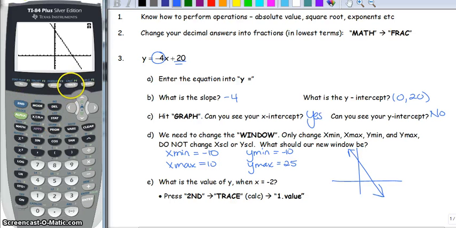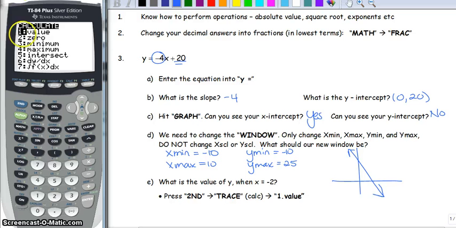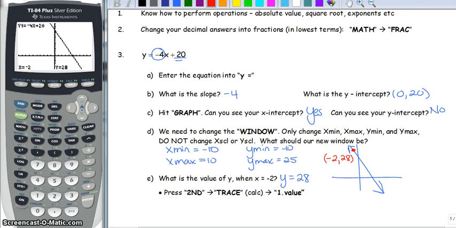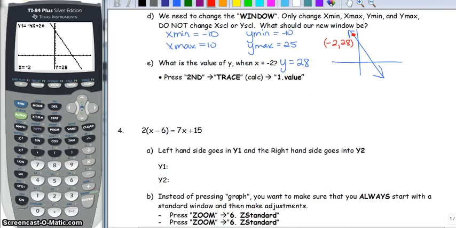So I do second trace. And the very first thing there is value. So I hit number 1. And it'll say, what x value do you want to find? Well, I want to find negative 2. And it will give me the corresponding y value. So when x is negative 2, y is 28. That means that on my graph, I have this point of negative 2, 28. Okay, moving on.